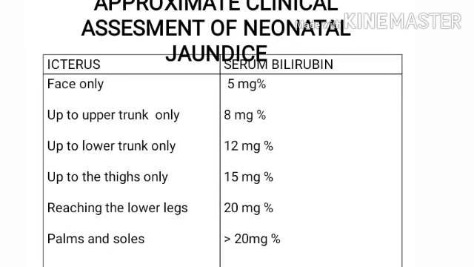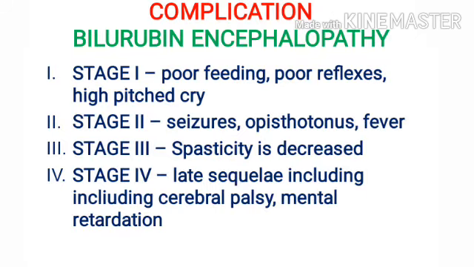like encephalopathy. So even though the name is physiological jaundice, when the level of bilirubin reaches more than 20 milligram percentage, that will result in a serious complication known as bilirubin induced encephalopathy. This is the main complication of physiological jaundice, and we can see 4 stages in bilirubin encephalopathy. In stage 1, the child shows poor feeding, poor reflexes with a high pitched cry.